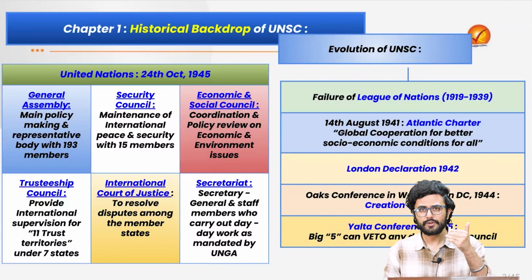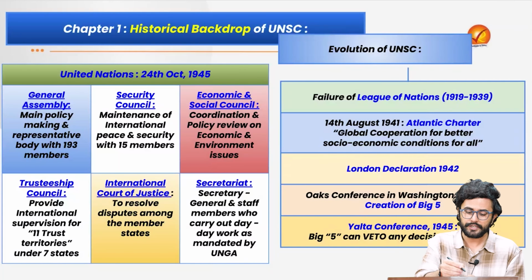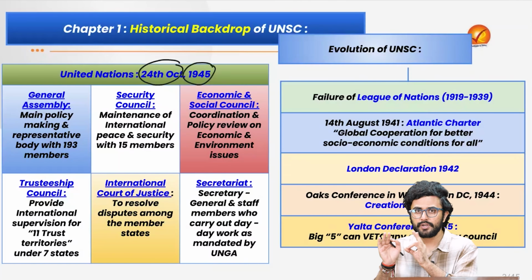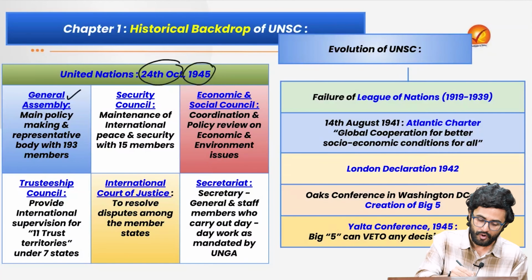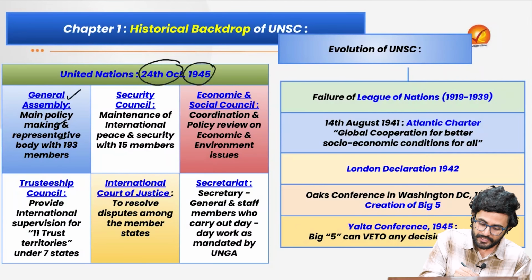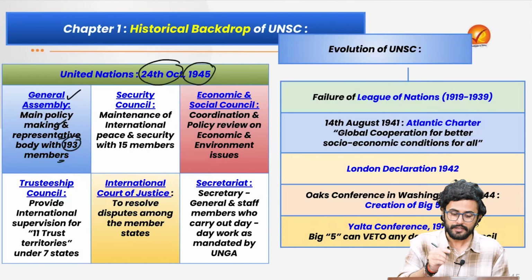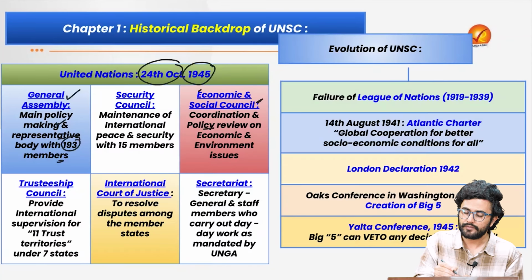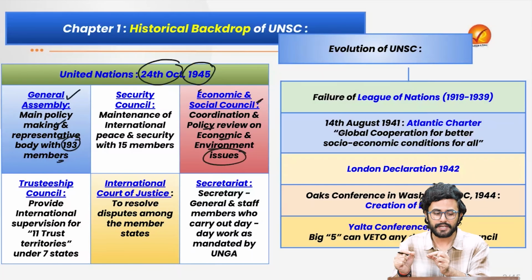So let's first try to develop our understanding a little bit about the 6 principal organs of the United Nations. The United Nations, which was officially created on 24th October 1945, consists of 6 principal organs. The first is the General Assembly, which takes charge of main policy making, and is a representative body which consists of 193 members currently. Then there is the Economic and Social Council, which coordinates and does policy review on very important economic and environmental issues, as for example the impending climate change.